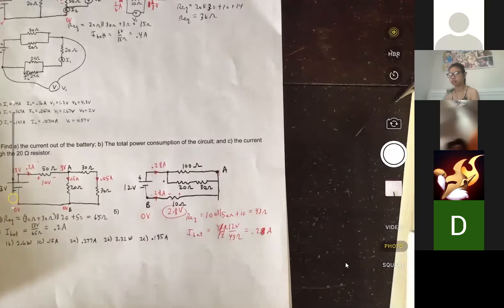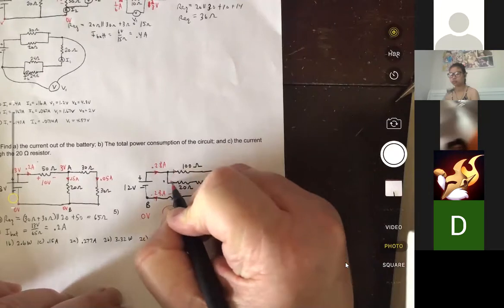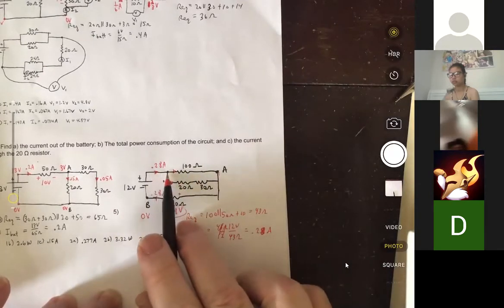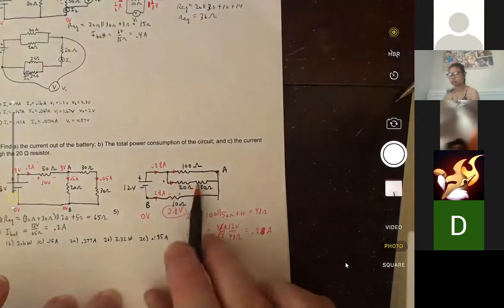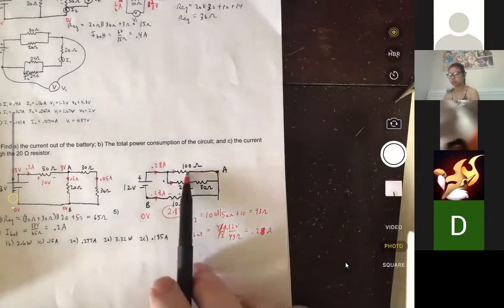Kyler, does that answer your question? So the current doesn't change throughout the entire circuit? Well, no, because this 0.28 amps is getting split two ways. So the current changes here because the 0.28 amps hits this node and part of the current goes through the 100 and part of it goes through the 50. In fact, this is a current divider.